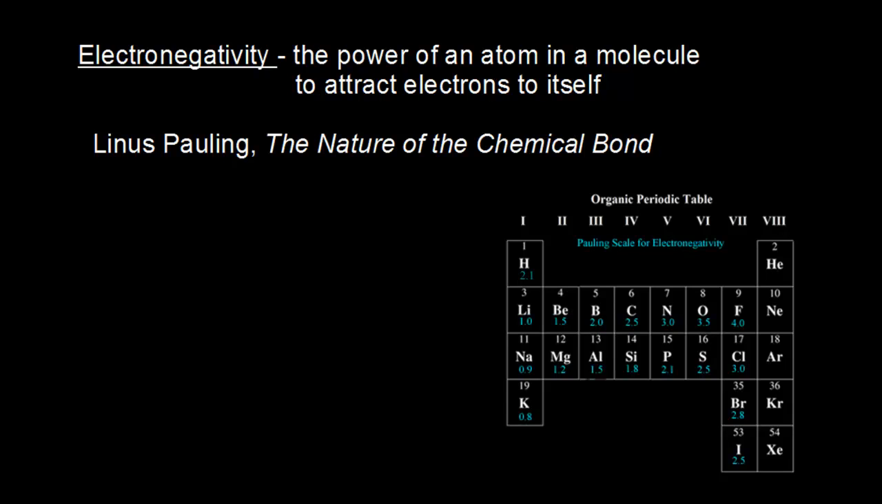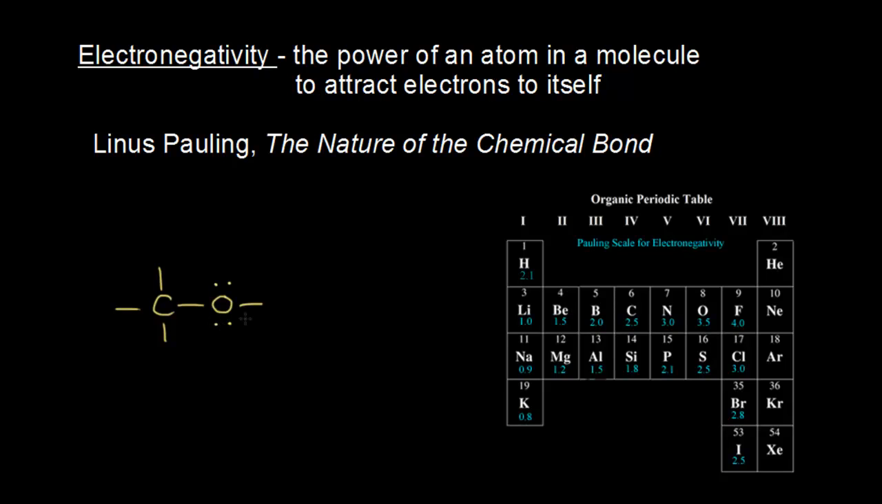Electronegativity is probably the most important concept to understand in organic chemistry. We're going to use a definition that Linus Pauling gives in his book, The Nature of the Chemical Bond. Linus Pauling says that electronegativity refers to the power of an atom in a molecule to attract electrons to itself. So if I look at a molecule, I'm going to compare two atoms in that molecule. I'm going to compare carbon to oxygen in terms of the electronegativity.